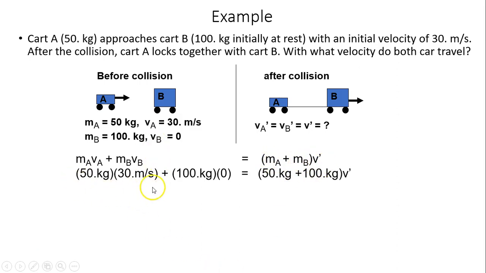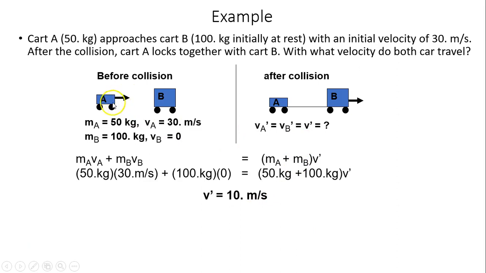All you have to do is plug your numbers in. Make sure 50 is the one with 30 meters per second, and the 100 kilogram car was at rest. Make sure you put the mass and velocity in the right place, and after, the two masses add together times v prime. So v prime in this case equals 10 meters per second.